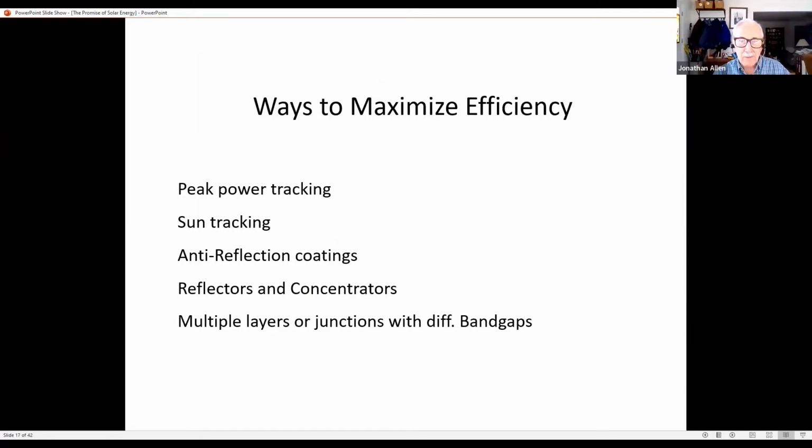Photons below the band gap are lost, but there's also peak power tracking, sun tracking, anti-reflection coatings, reflectors, and concentrators.